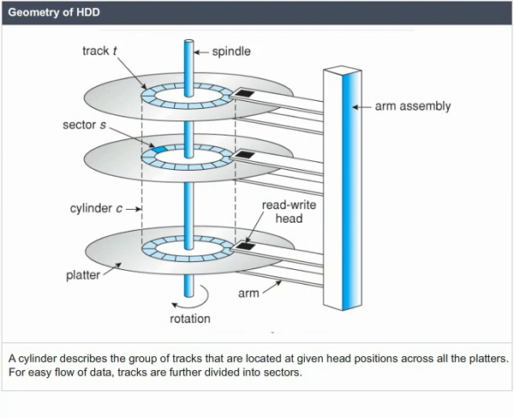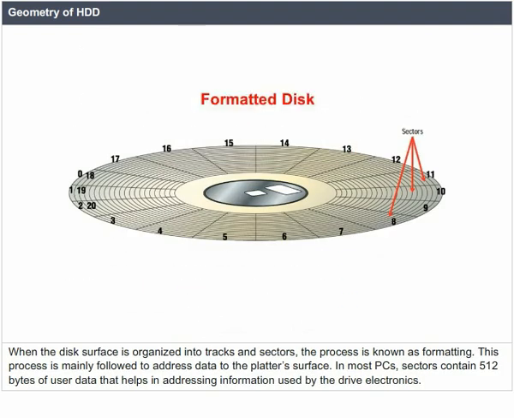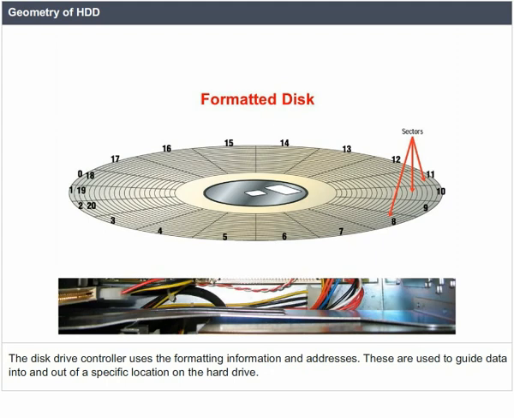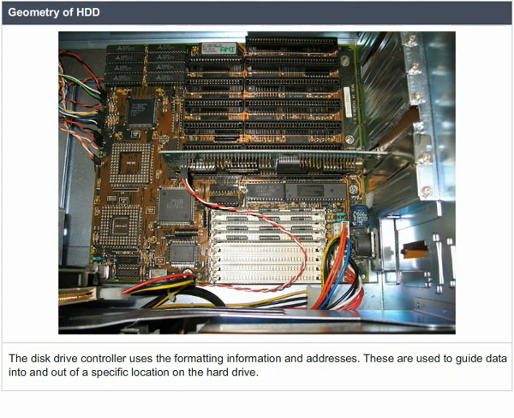For easy flow of data, tracks are further divided into sectors. When the disk surface is organized into tracks and sectors, the process is known as formatting. This process is mainly followed to address data on the platter's surface. In most PCs, sectors contain 512 bytes of user data, along with addressing information used by the drive electronics. The disk drive controller uses the formatting information and addresses. These are used to guide data into and out of a specific location on the hard drive.